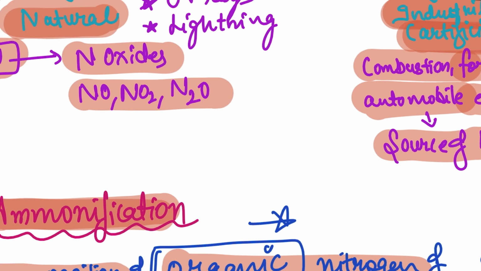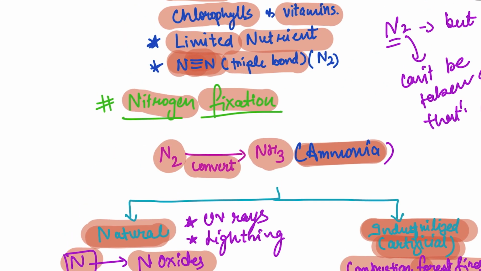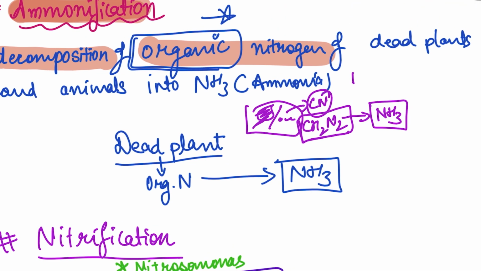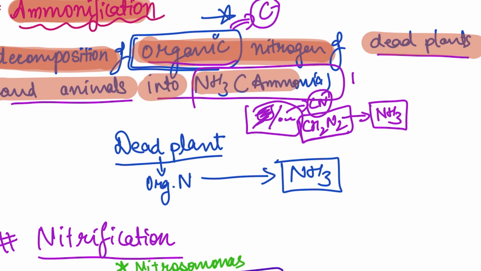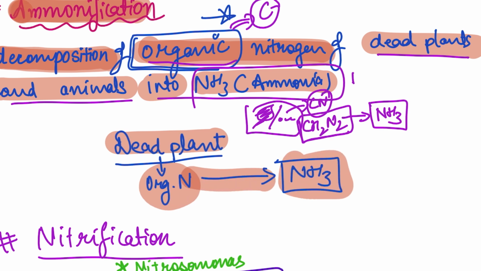Okay, not gaseous form. If we convert gaseous form, then it is nitrogen fixation, right? But what is ammonification? It is a conversion of organic, meaning carbon is an important part of it. So when the organic nitrogen present in dead plants and animals is converted into ammonia, right? Basically, when the organic nitrogen in a dead plant is converted to ammonia, then it is called ammonification.